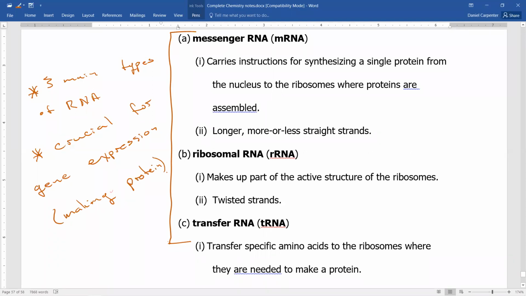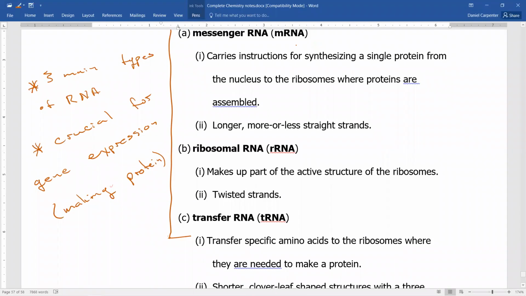So these three, A, B, C: messenger RNA, ribosomal RNA, and transfer RNA together are involved in making proteins. And remember, proteins do virtually everything that's done actively in your body. And so they're critical, absolutely critical. So this is a very, very important process.